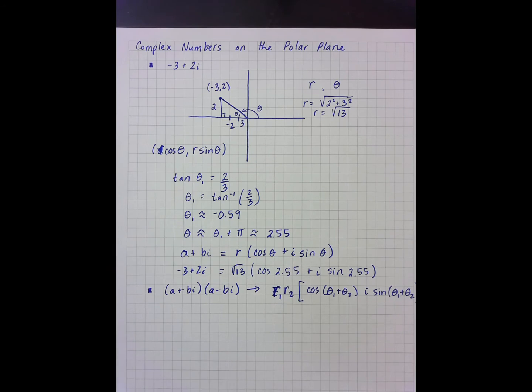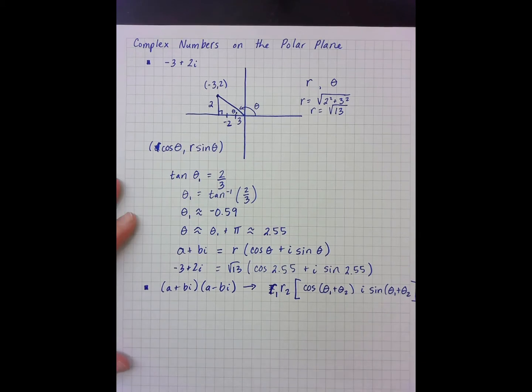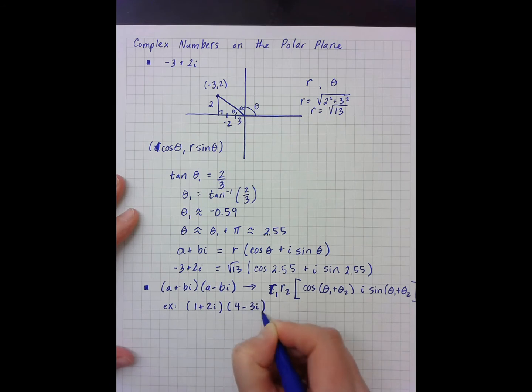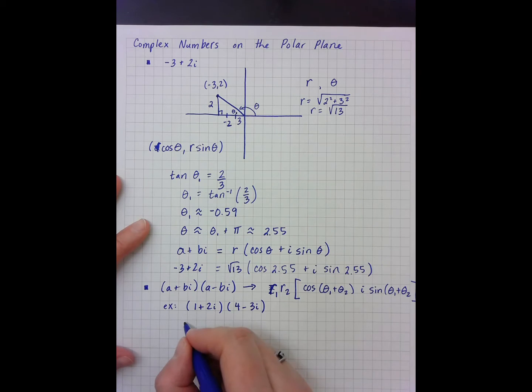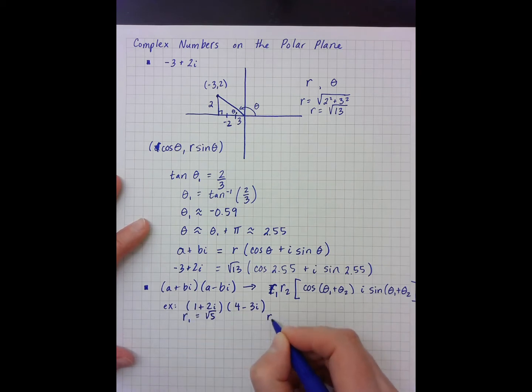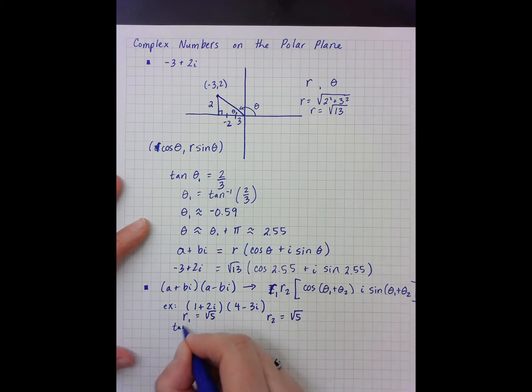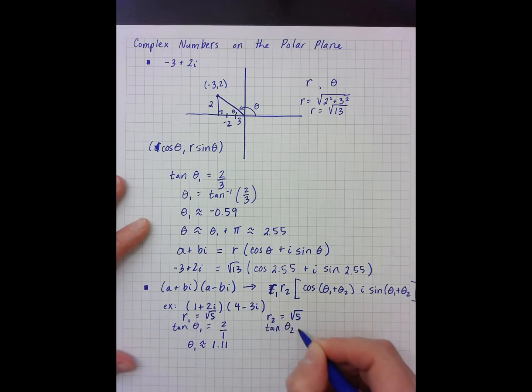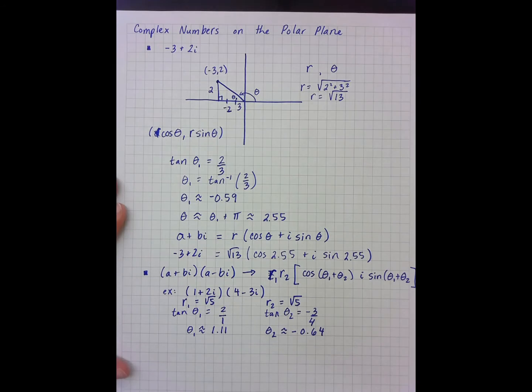And so it's a nice connection: when I'm multiplying complex numbers, I'm multiplying their distances, but then I'm taking the sine and cosine of the addition of their angles. So for example, we can take 1 plus 2i and 4 minus 3i, and we can change that into our r1 being square root of 5, our r2 being root 5. Tan of theta 1 equals 2/1, so theta 1 is approximately 1.11. Tan of theta 2 equals -3/4, and so theta 2 is approximately -0.64. And so now I can plug these numbers into my formula.